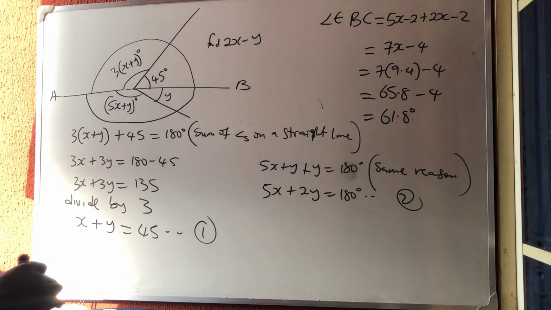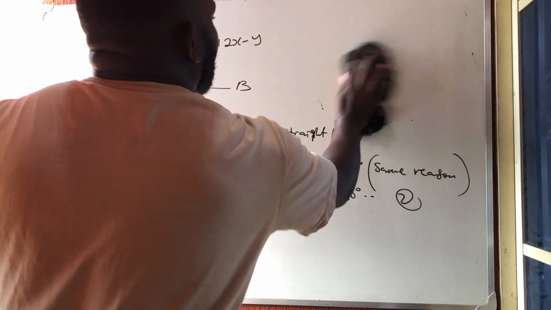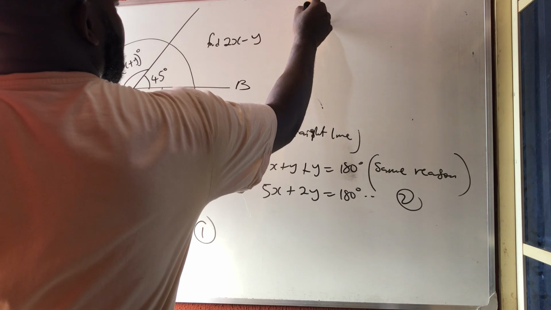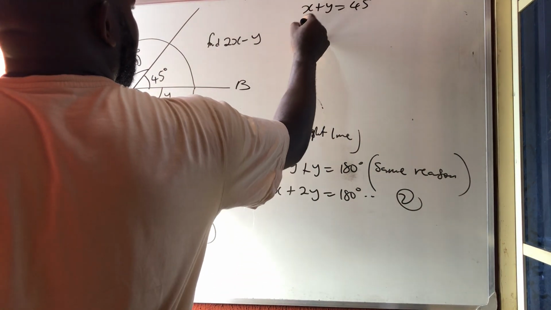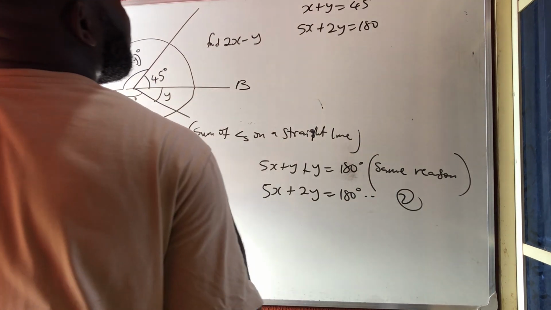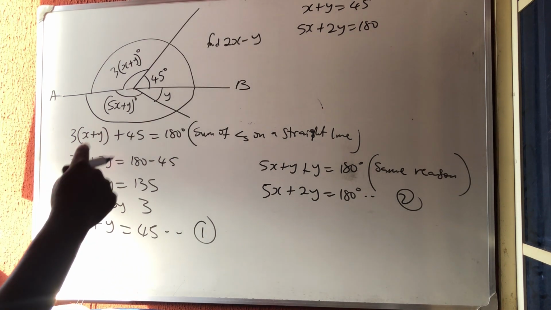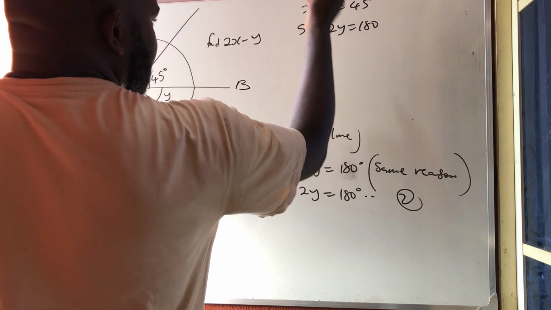So we will now solve equation 1 and 2 simultaneously. So we have equation 1, which is x plus y is equal to 45, and equation 2, 5x plus 2y is equal to 180. Okay, so how do you solve simultaneous equations? Try to make any one to be the same. How do you make them to be the same? If you want to eliminate, let's use the elimination method.